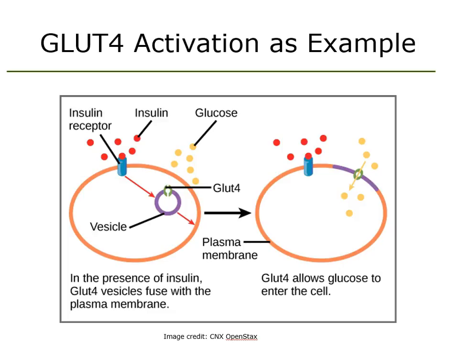GLUT4 is one of the proteins which transports glucose into the cells. We'll look at a variety of glucose transporters when we cover carbohydrates, but we'll use this specific one as an example here. GLUT4 is primarily active in muscle and cardiac cells, but it also has activity in other cell types such as adipocytes, or fat cells, and white blood cells.